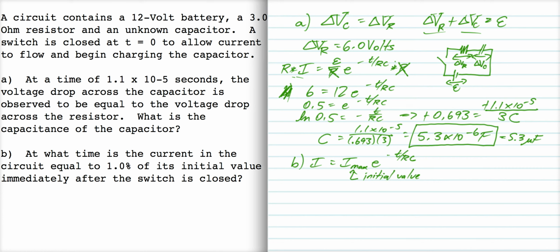Because remember how RC circuits work. When you first close the switch S up here, and the capacitor is uncharged, that is when current is flowing freely. And the current through the resistor is just the EMF divided by the resistance. So I max is that initial value. So if we're at 1% of the initial value, that means I is equal to 0.01 I max.